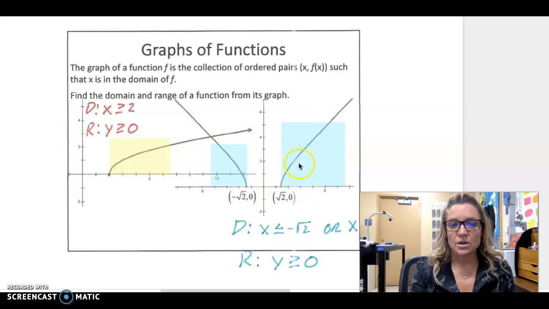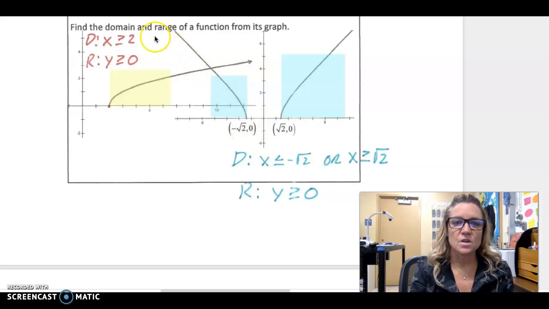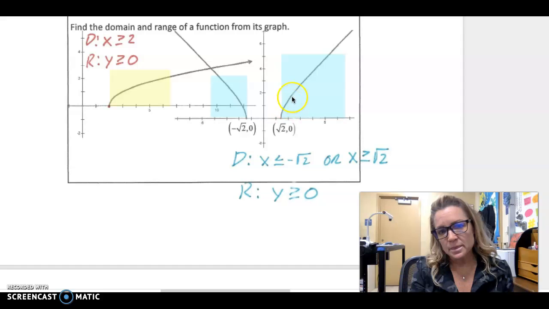For this second graph, the domain is going to be when x is less than or equal to negative √2 or when x is greater than or equal to √2, because there are two parts to this graph. The part on the left starts at negative √2, and they tell you that the point is filled in, and goes all the way to negative infinity, so it's less than or equal to negative √2. And the right part of the graph starts at positive √2 and goes on to positive infinity, so it's greater than or equal to √2.